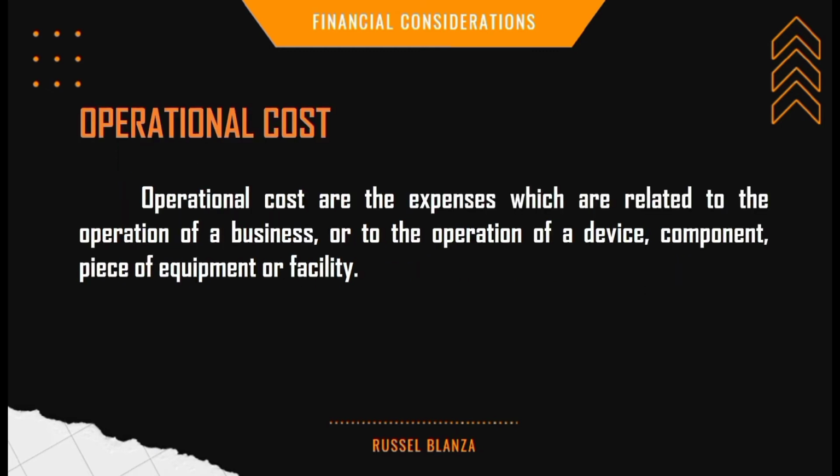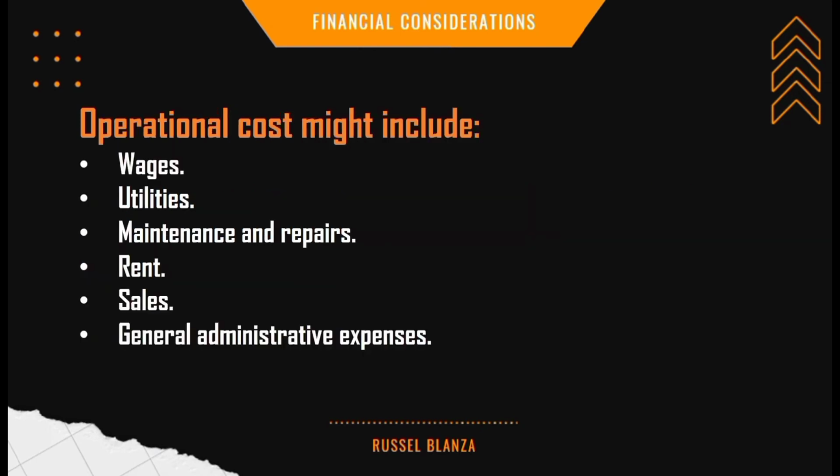Operational cost. Operational costs are the expenses which are related to the operation of a business or to the operation of a device, component, piece of equipment, or facility. They are the cost of resources used by an organization just to maintain its existence. The operational cost of developments can include wages, utilities, maintenance and repairs, rent, sales, and the general administrative expenses.